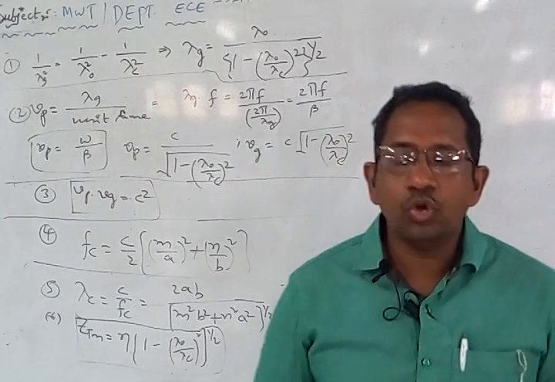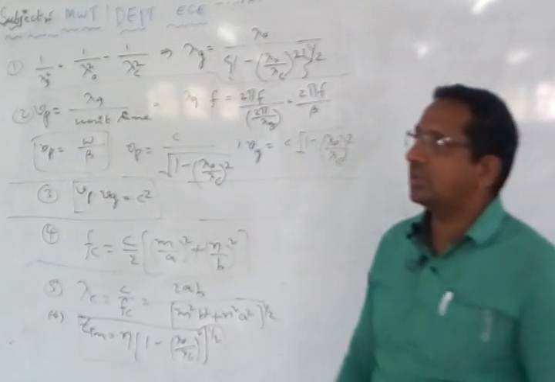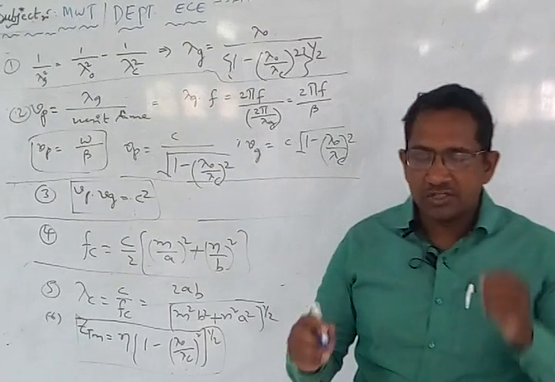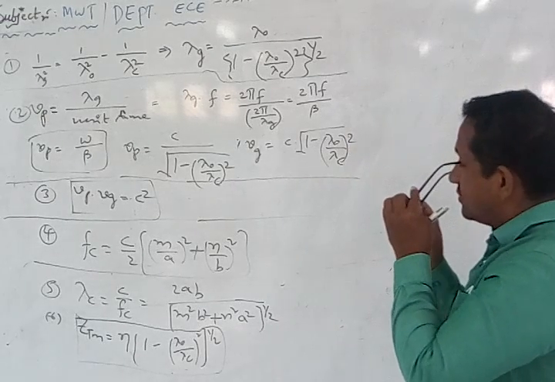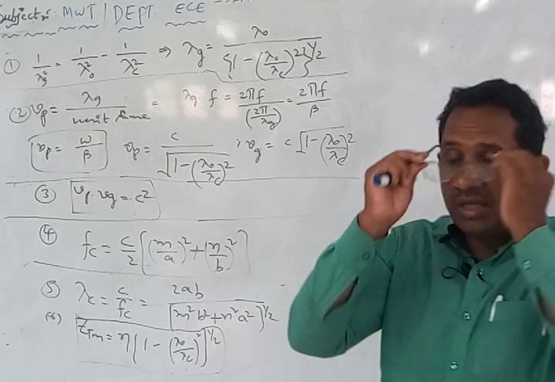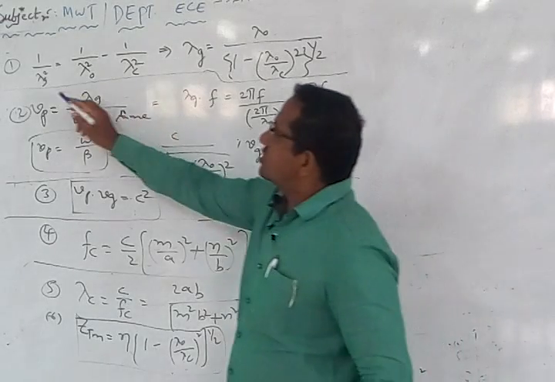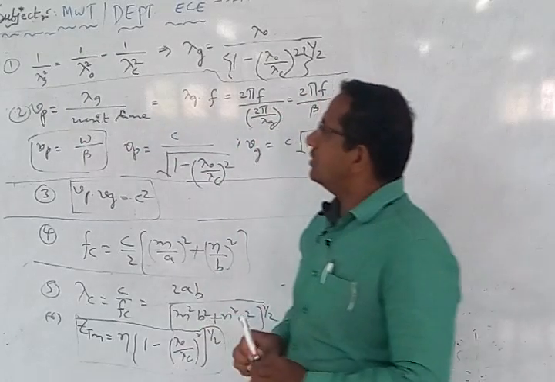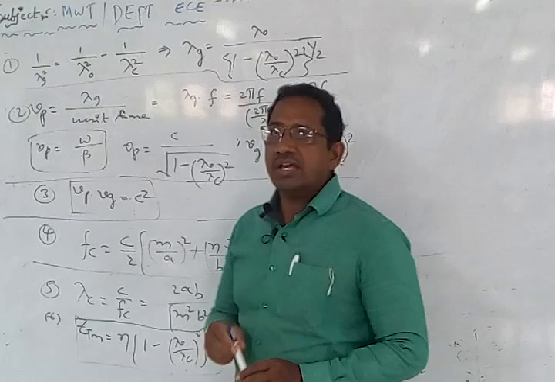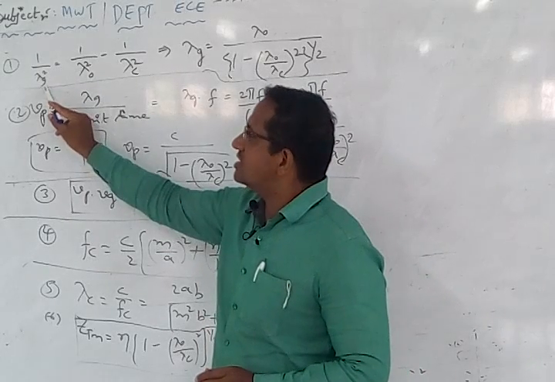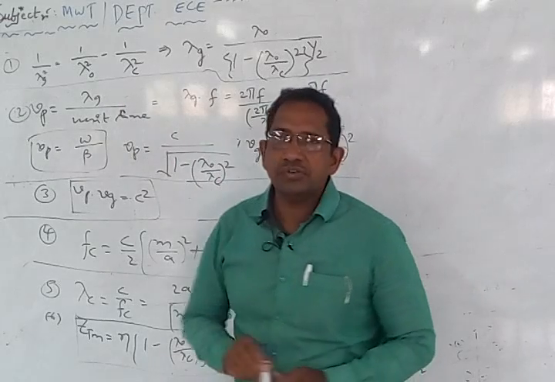Right now nobody will ask us about the derivations of these formulas because they have been taken from the transmission line theory. We discussed this already. So try to remember these formulas in order to attack the problems. The first formula gives a relationship between the guide wavelength. Here we have lambda g, lambda naught, lambda c. We read lambda g as lambda suffix g. G stands for guide, C stands for cutoff, O stands for free space.